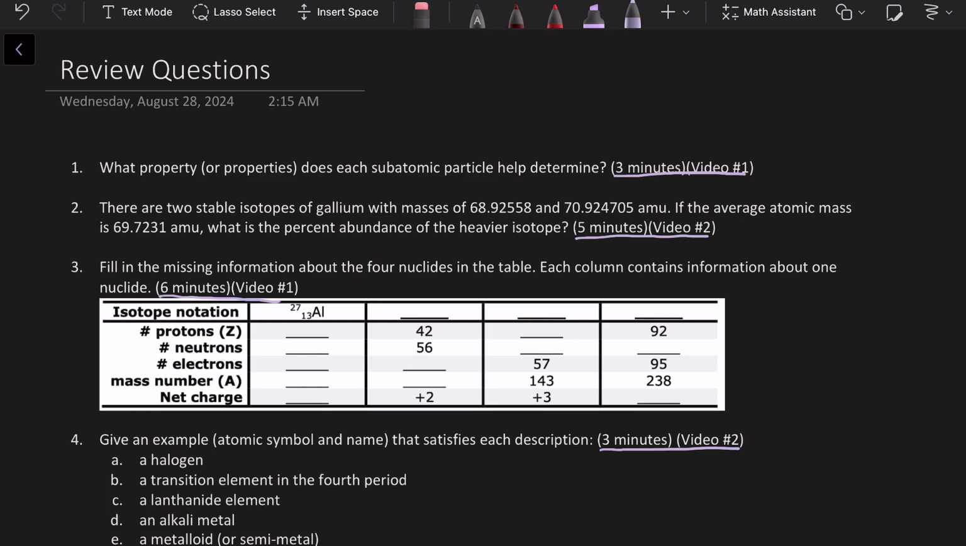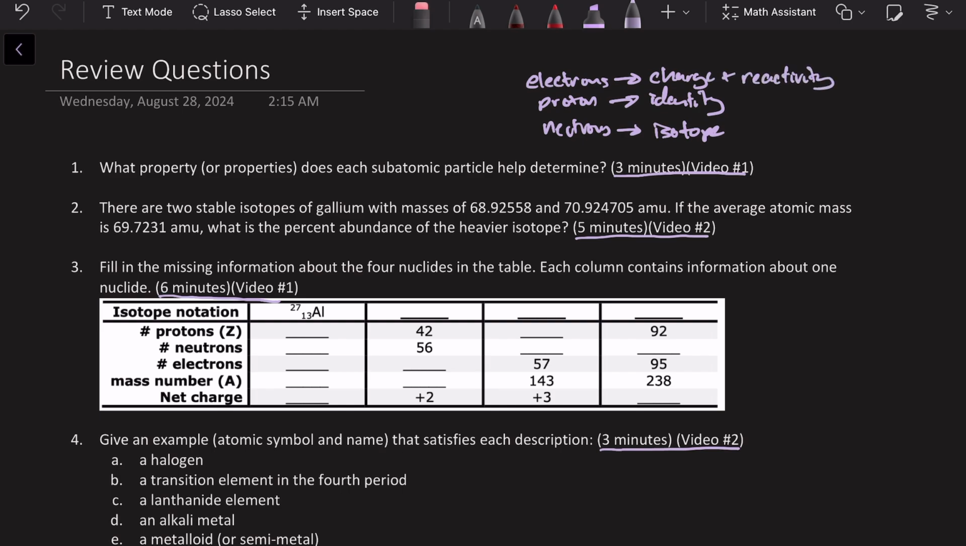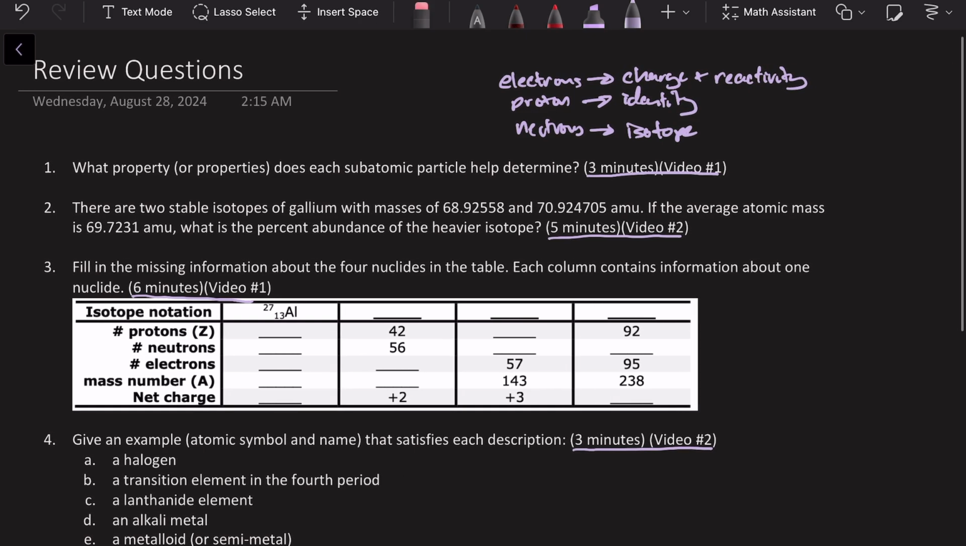Number 1. What property or properties does each subatomic particle help determine? So the first step you want to do in this question is find out what subatomic particles we have. And the three subatomic particles are electrons, protons, and neutrons. Now, protons determine the identity of the atom, which is basically which atom it is, the element. The neutron determines the isotope of the atom, so like which flavor of the atom we're looking at. And the electron determines the reactivity and the charge of the atom. We'll get into reactivity in a future chapter. And charge, although it's based on proton and electron difference, proton's identity, so if we keep that same, electrons determine the charge.